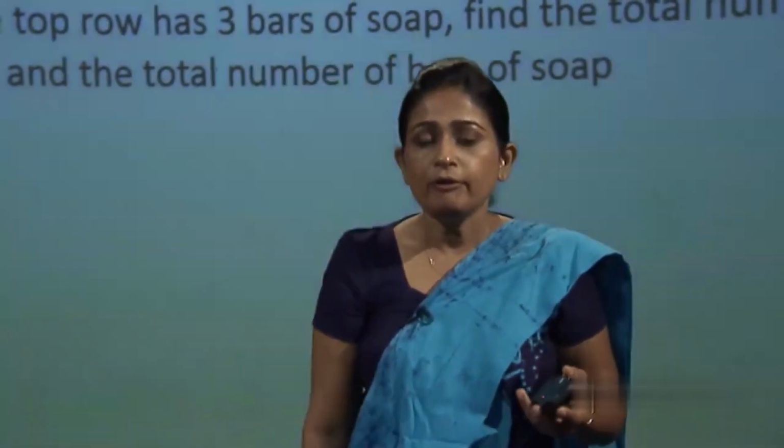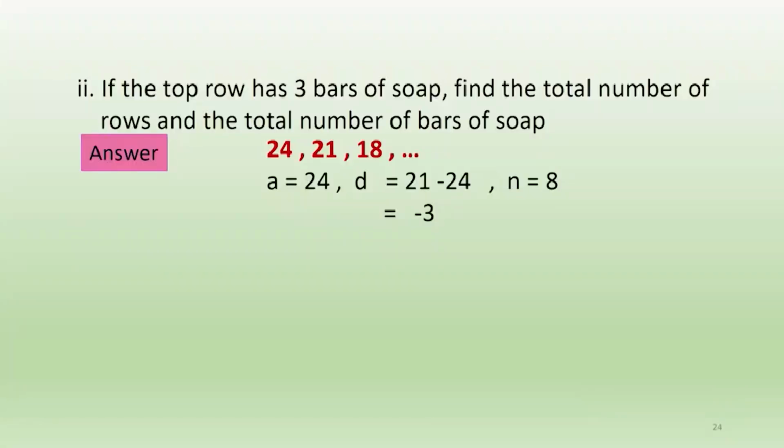In the top row there are 3 bars. Let's see how we do that. Here you have to remember what the progression is: 24, 21, 18. I think you may forget that. Here A is the first term, that is 24, and the common difference is minus 3, and there are 8 rows. So we can find the answer by reading the question clearly. Here T8, we found in the first part T8 is equal to 3. T8 is equal to 3, that is the number of bars in the 8th row. Did you understand that? Number of bars in the 8th row, there are 3.